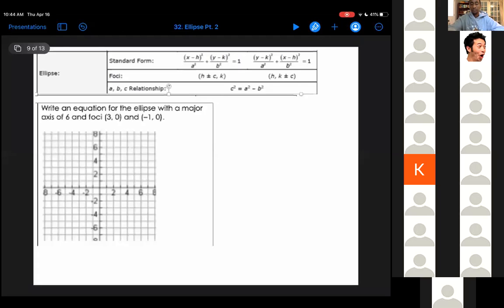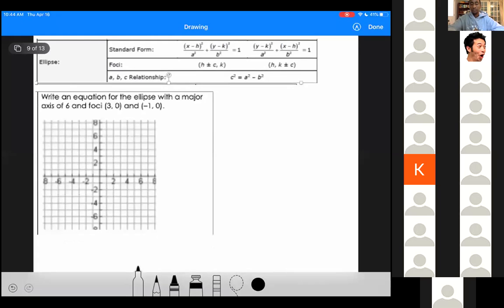So the first thing we should have done is write the foci, like draw it to get a visual. So we got (3, 0) and (-1, 0).